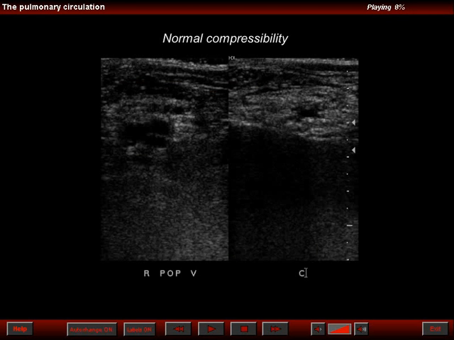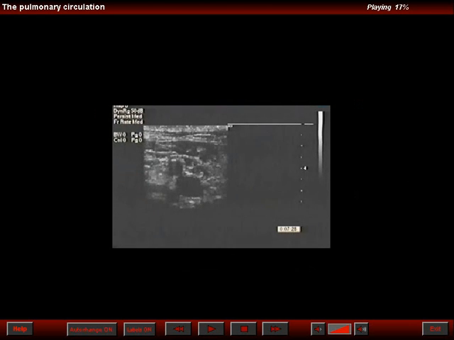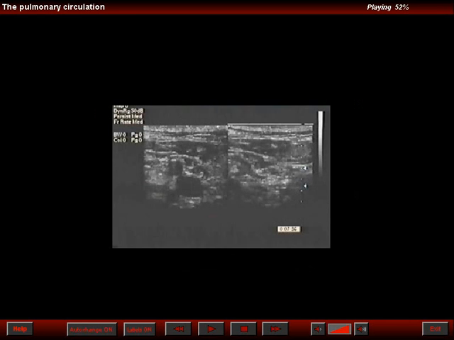This is a normal study showing to your left the popliteal artery and the popliteal vein. On the right, following compression, you can see that the popliteal vein collapses while the popliteal artery remains. The static image is seen on your left, and on your right, note the dynamics that occur when, by compressing the vein, it collapses, indicating that there is no thrombus within the lumen.